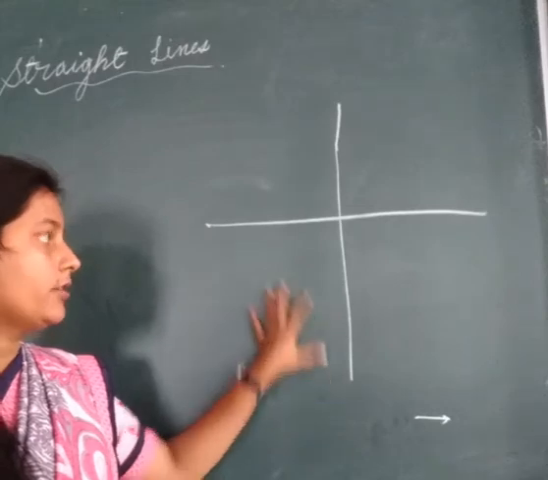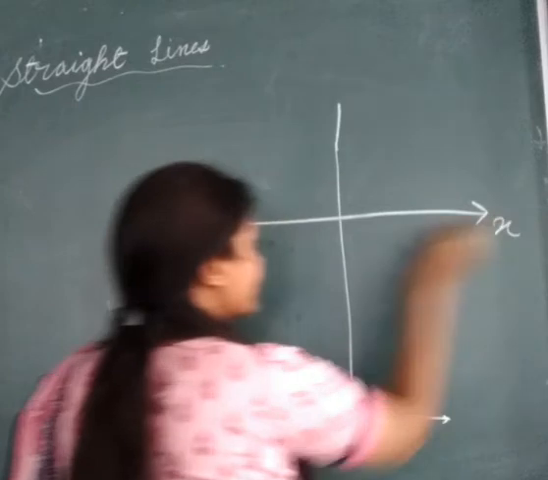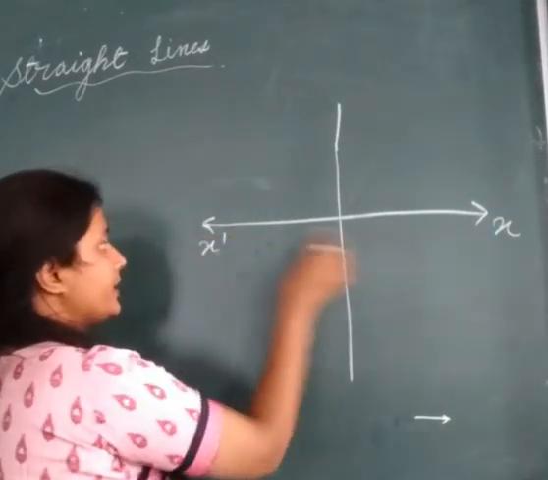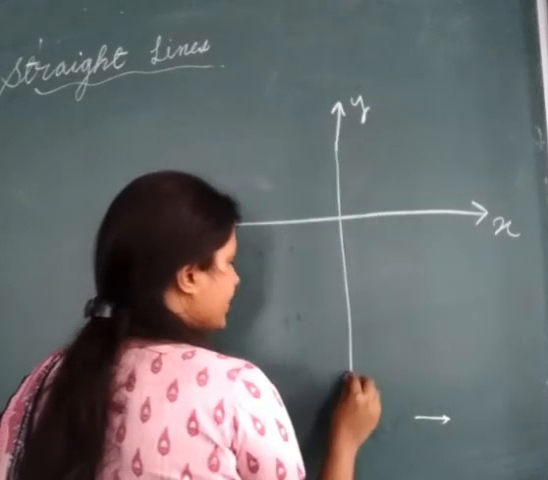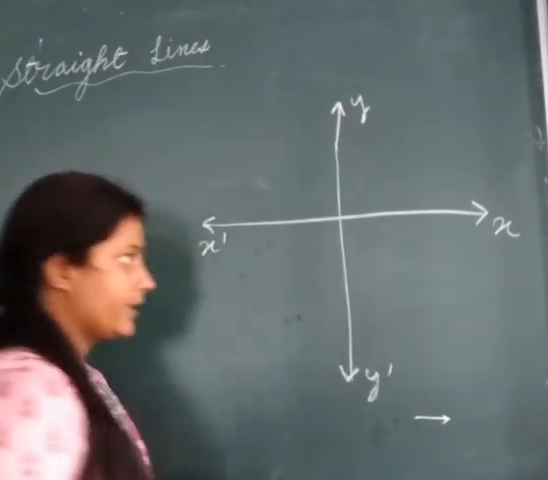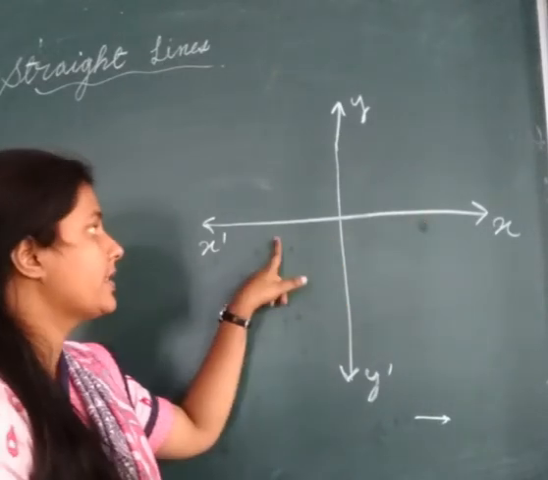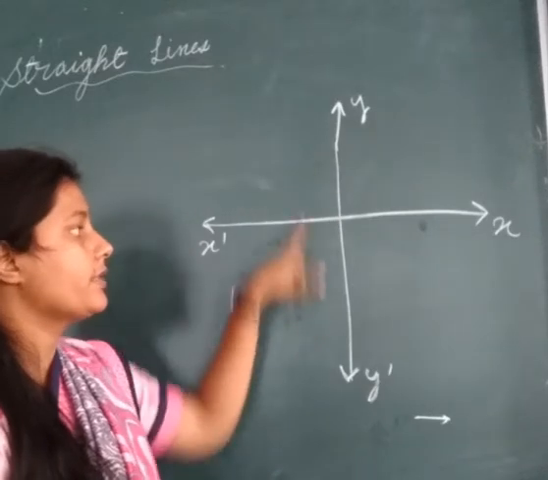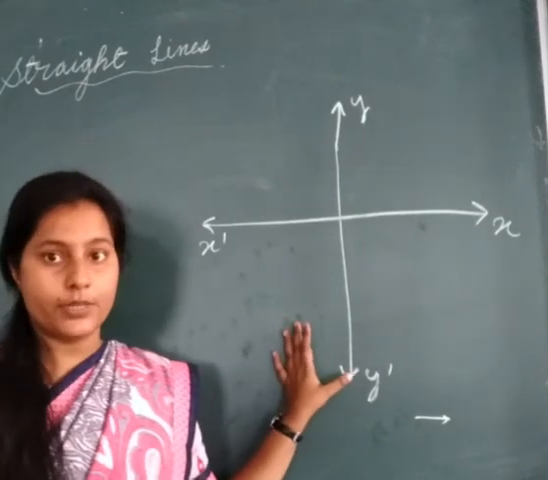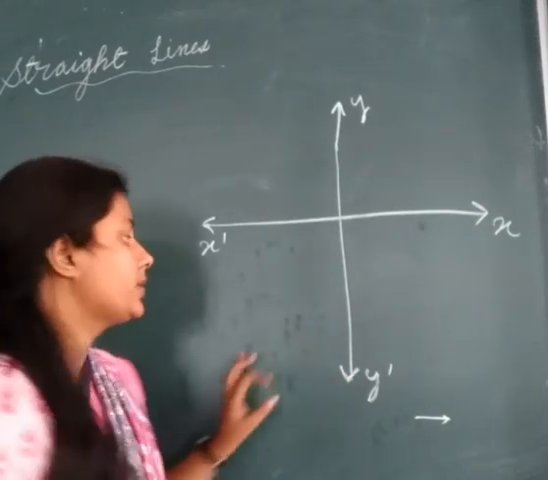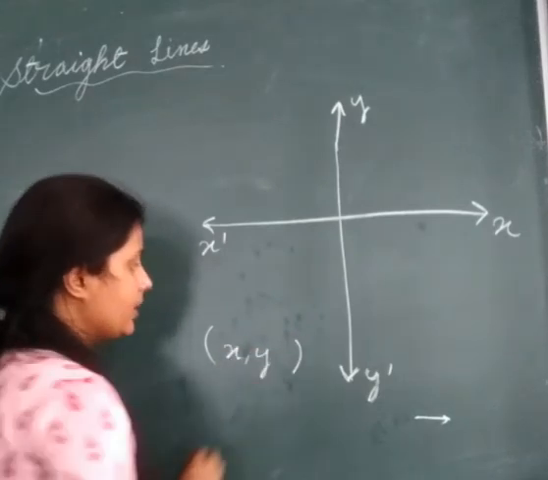Talking about a plane, in a plane we have two axes. The x-axis is represented as x dash, the y-axis is represented as y dash. Obviously, this side we have positive terms, this side we have negative terms of x, here positive and here negative. Now, whenever we represent a point in this coordinate plane, in the Cartesian plane, then that point is always in the form of an ordered pair, x, y.